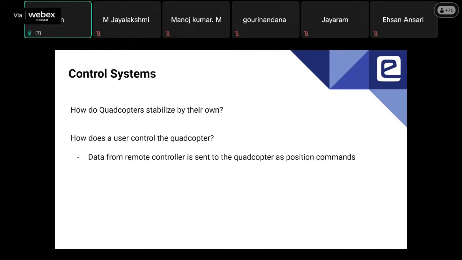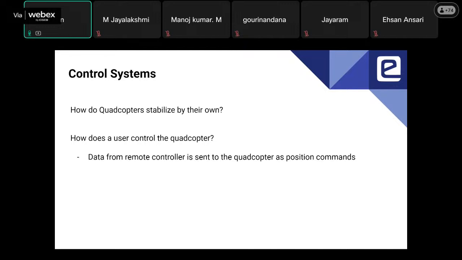So, initial question: do quadcopters stabilize on their own? Yes or no? Do you think quadcopters can stabilize on their own? You can answer yes or no. No. So you are saying quadcopters can't stabilize on their own. Somebody is saying yes. Okay, so there are two answers.